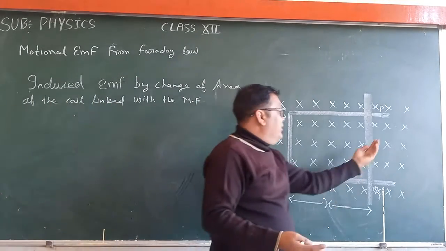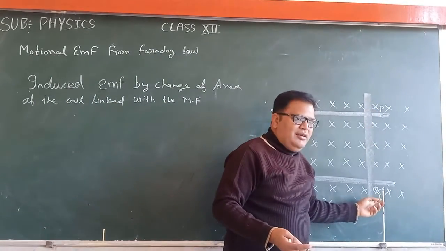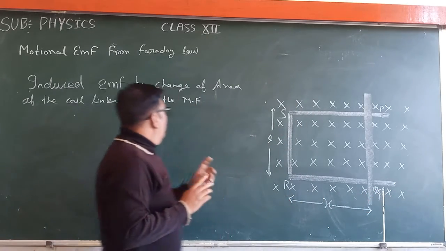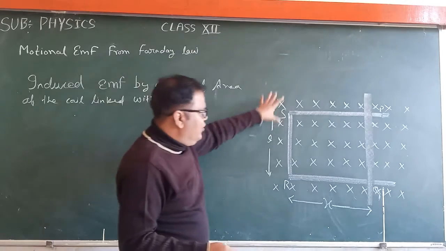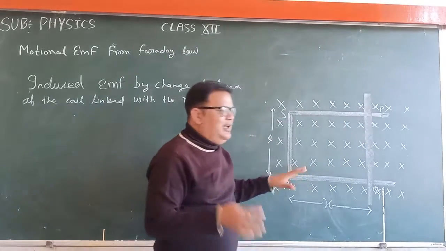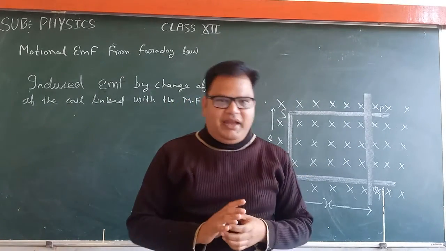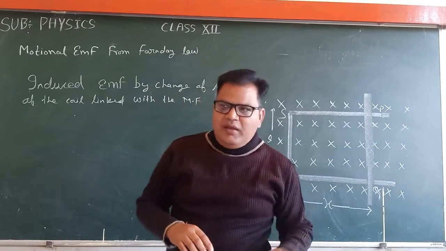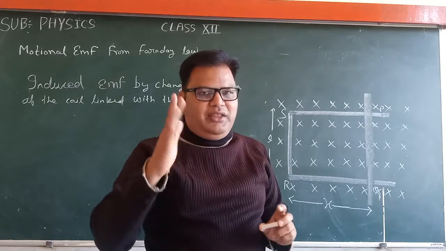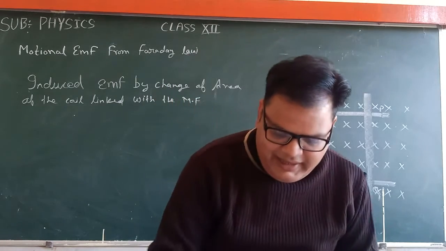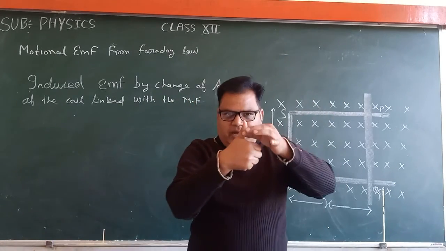How will it be changed? By sliding the wire PQ of the coil linked with the magnetic field, because this frame is inserted in the magnetic field as shown in the figure. Before starting this, first I have to explain Fleming's right hand rule. Okay, student? The thumb shows the motion.